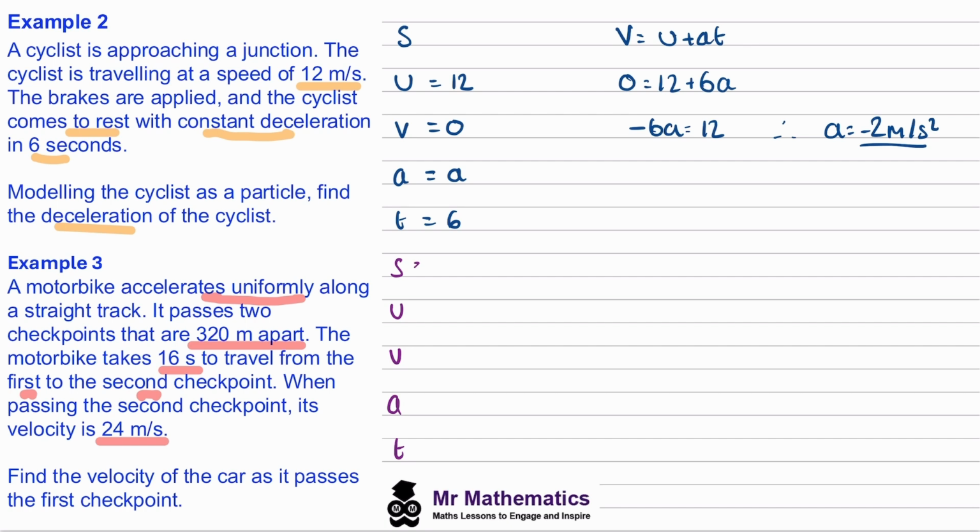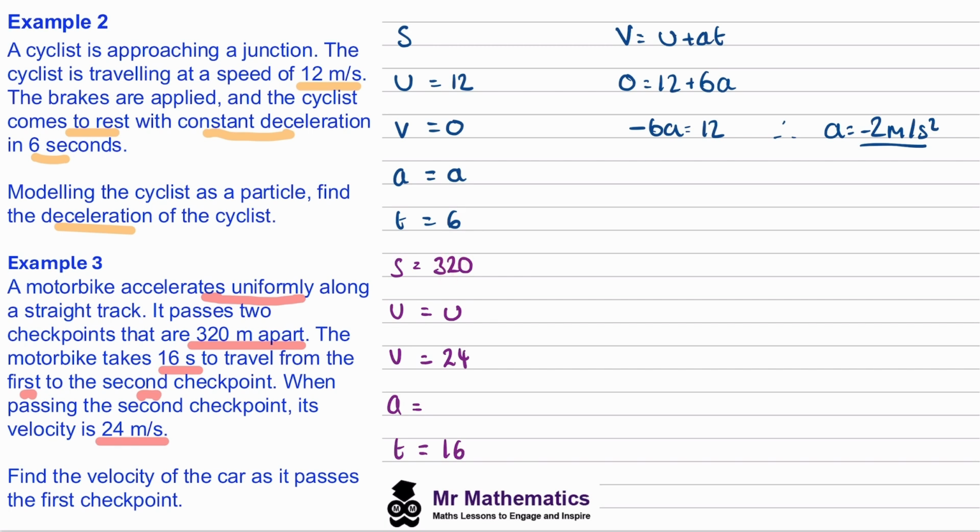Okay, so our displacement, S, will be 320. The initial velocity is what we need to find. The final velocity is the velocity at the second checkpoint. This is 24. And the acceleration, we don't know, and the time is given as 16 seconds.